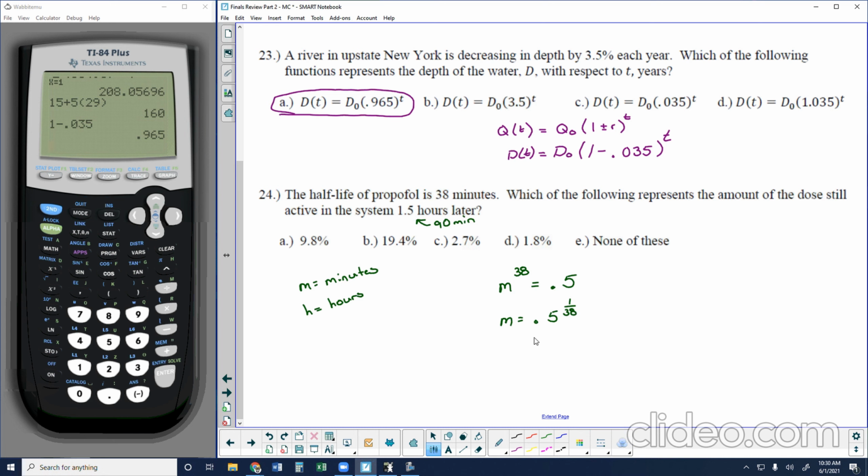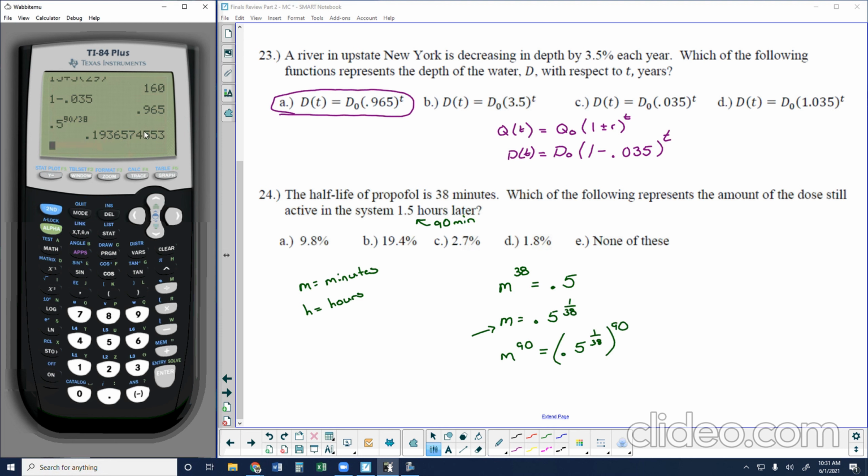So if I want the 90 minute, here's the first minute, what the percentage would be decreased on a minute by minute basis. If I want m to the 90th power, I would take this expression 0.5 to the 1 over 38th power, and then take that to the 90th power as I'm changing the time or the exponent. So I can do this in the calculator. I'm going to go ahead and combine my exponents and write it as 90 over 38.